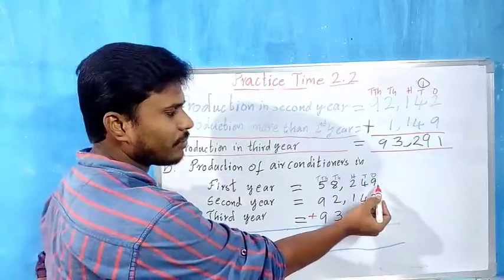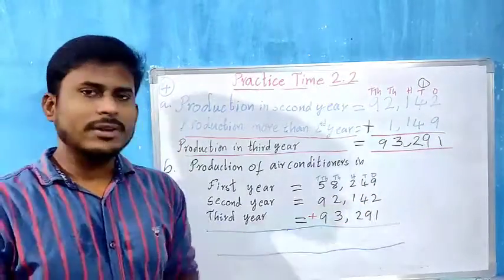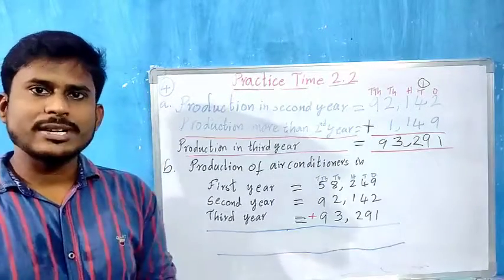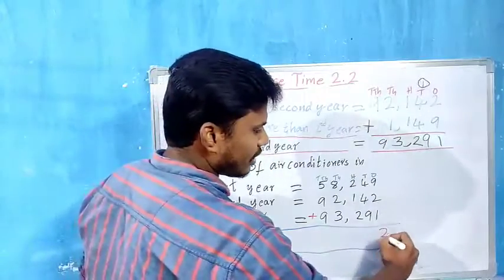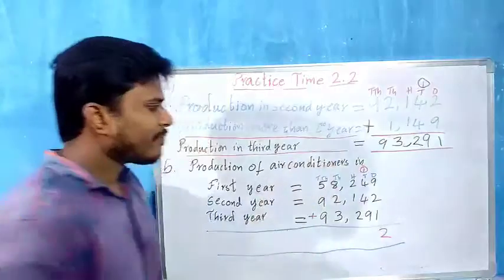In the ones column, see here, 9 plus 2, 11. 11 plus 1, 12. 12 ones, children. 12 ones, how can you write? 2 ones plus 10 ones. So 2 ones I am writing here. 10 ones equal to 1 ten. Regroup to the tens place.